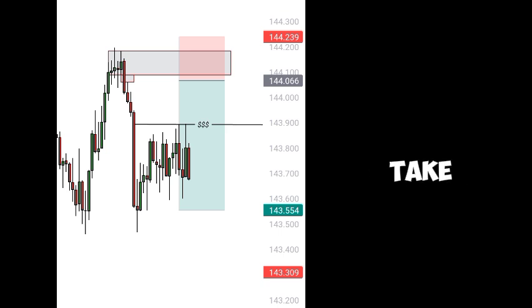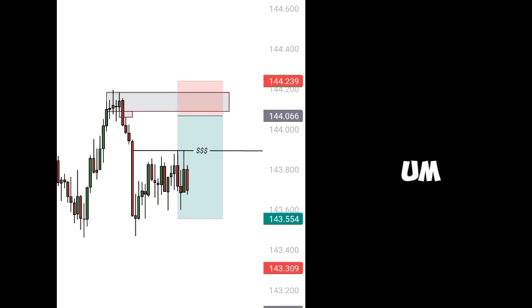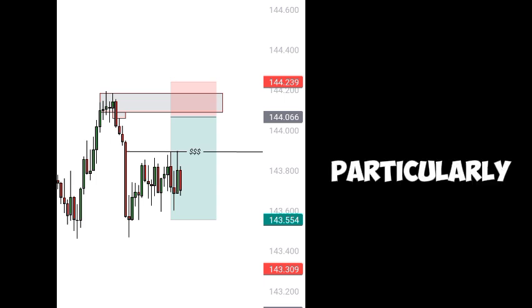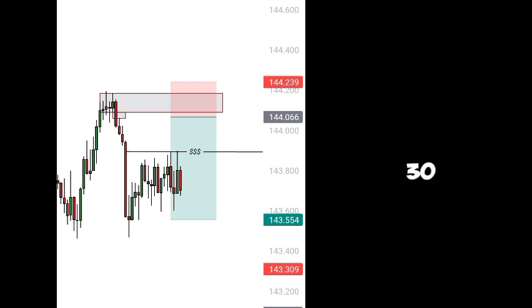So you want to take note of that very well. I want my stop loss to be 20 at most. I make use of 15 particularly, and my target can be 30. That way your trades can hit quite easily and you are done with the trade.